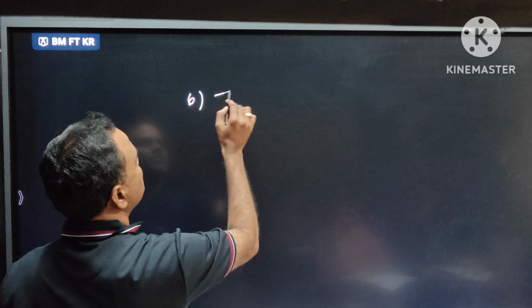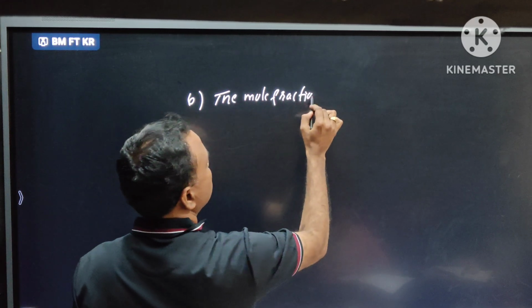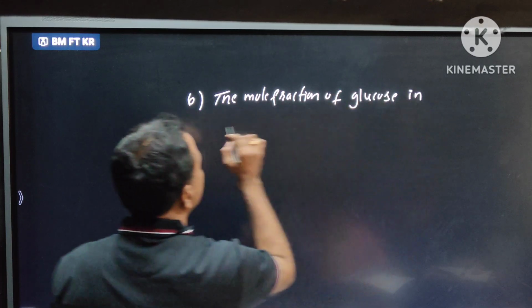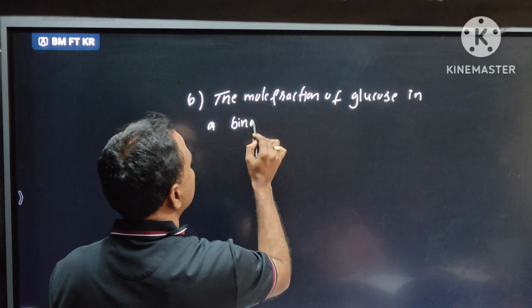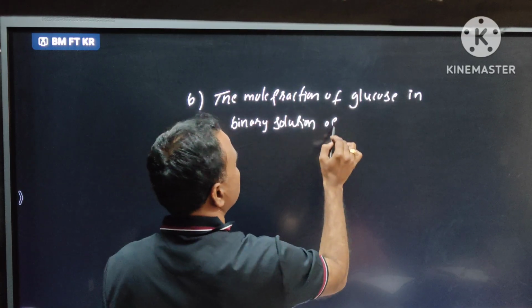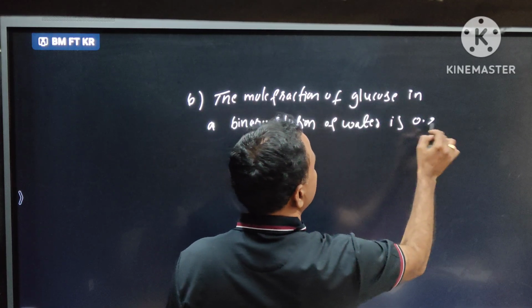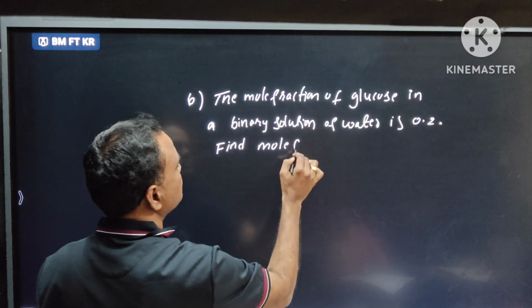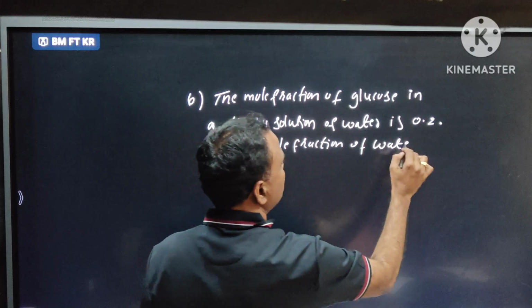Do this question. The mole fraction of glucose in a binary solution is 0.2. Find the mole fraction of water.